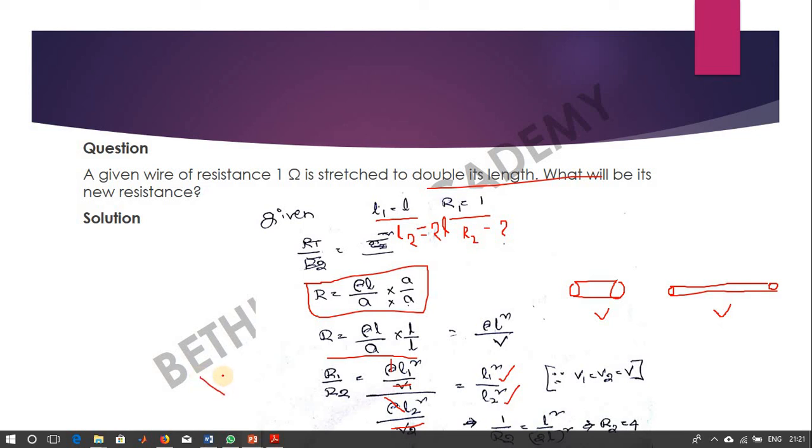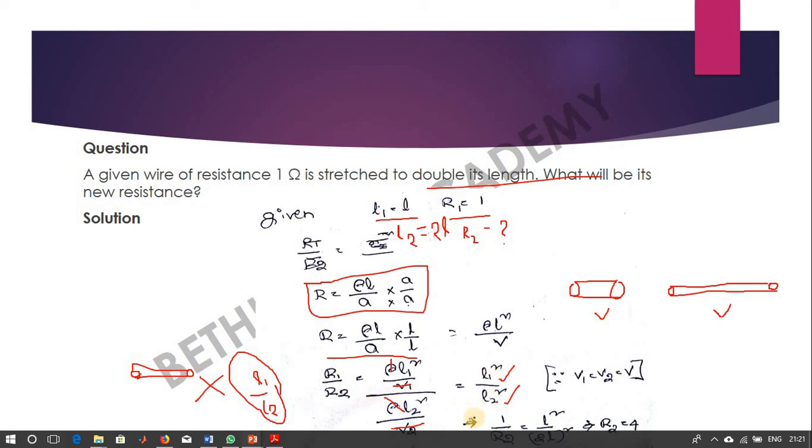You know that R1 by R2 is not equal to L1 by L2, because here not only the length is changing. If only the length is changing, then R1 by R2 is equal to L1 by L2. But here it is not just the length that is changing, but also your area of cross section is reducing. So whenever both length and cross sectional area change, then R1 by R2 is equal to L1 square by L2 square. This is a very, very important relationship. So R1 by R2 is equal to (L1 by L2) whole square. We will use this equation here.